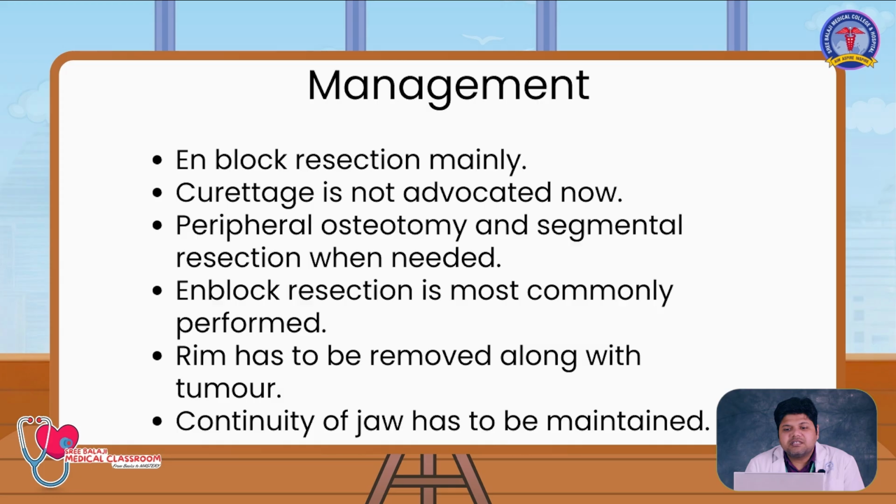En bloc resection without continuity defect is the most frequently used method for treatment. It involves removal of the tumor with a rim of uninvolved bone while mainly preserving the continuity of the jaw. It requires osteotomy approximately 1 to 2 centimeters from the margin of the tumor, and the advantage is not violating the tumor margin during resection, which might otherwise provide the possibility of tumor seeding in the surgical site.